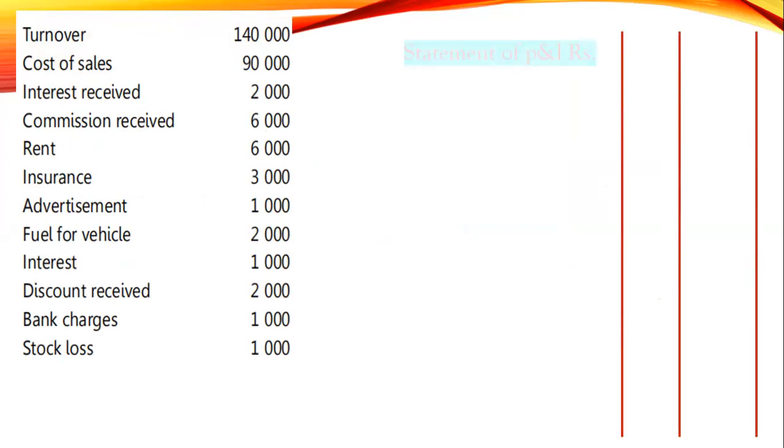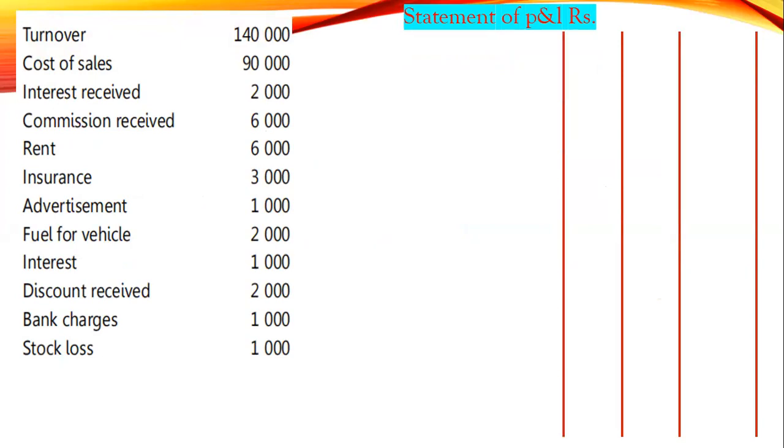Turnover. What does turnover mean? Sales. Sales, cost of sales, everything is given. Okay, let's come to the statement of profit and loss. Up to now, we learned only two columns. Now I'm going to introduce a third column. At last, you will understand why we need three columns, okay?